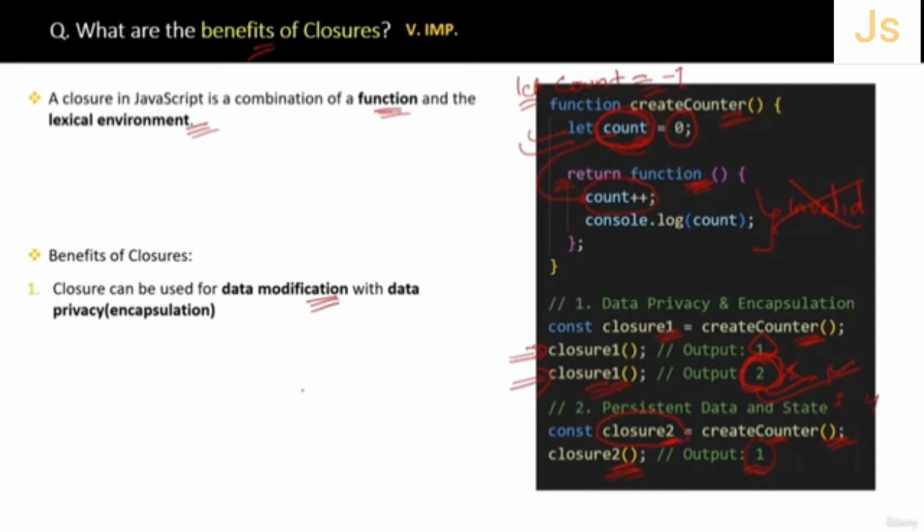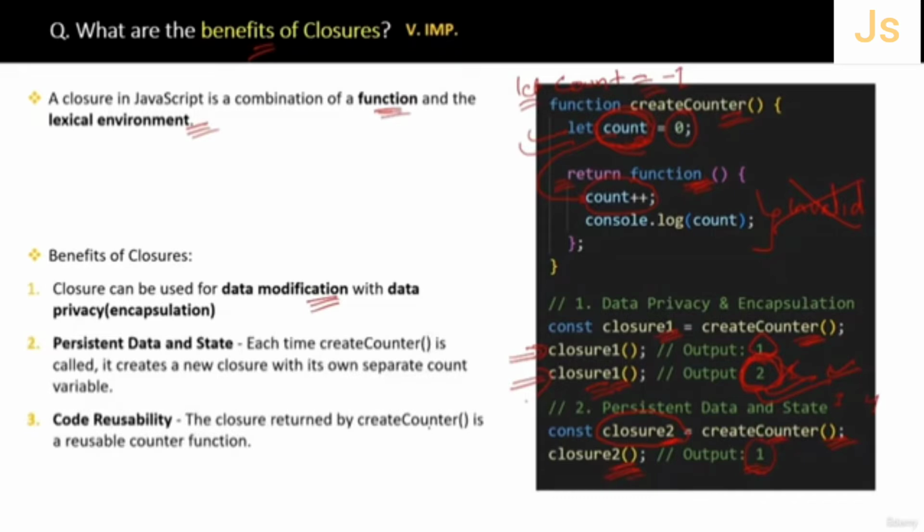Meaning closure 1 and closure 2 will maintain different states and run independently. The third and the last benefit is code reusability. The closure returned by this create counter function is a reusable counter function, right? It can be used in multiple places, and that is the advantage.